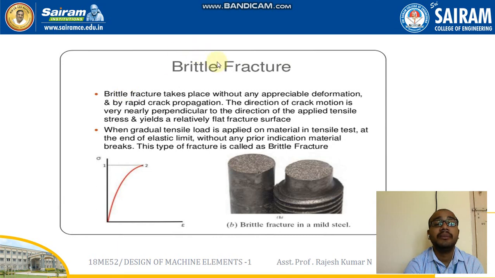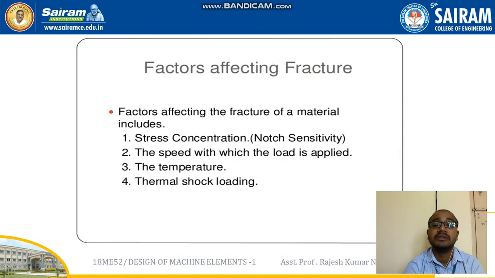Then moving to the brittle fracture, the second type. As I told you, the brittle fracture takes place without any appreciable deformation and by rapid crack propagation. The direction of the crack motion is very nearly perpendicular to the direction of the applied tensile stress and yields a relatively flat fracture surface. When a gradual tensile load is applied on a material in tensile stress, at the end of the elastic limit, without any prior indication, the material breaks. This type of fracture is called brittle fracture. Examples are glasses, ceramics, and some types of composites.